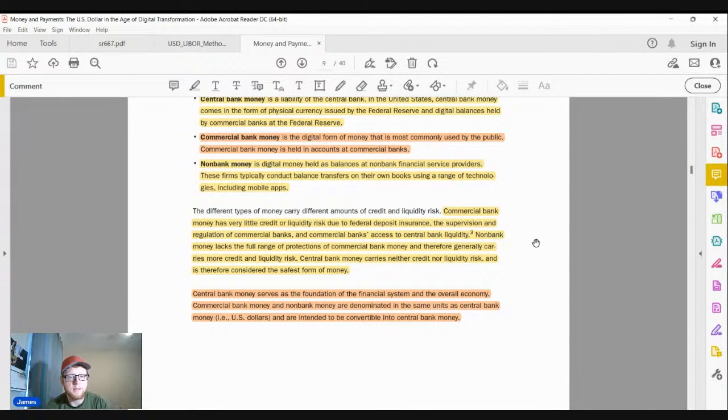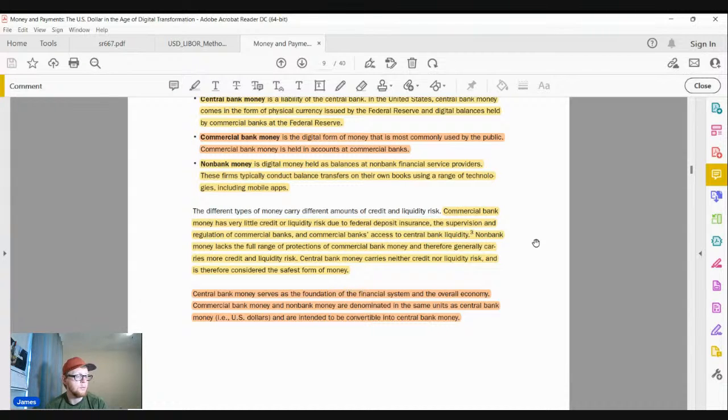But commercial bank money has very little credit or liquidity risk due to the FDIC, essentially, and supervision and regulation of commercial banks, and commercial banks' access to central bank liquidity. Non-bank money lacks the full range of protections of commercial bank money and therefore generally carries more credit and liquidity risk. Central bank money carries neither credit nor liquidity risks, and is therefore considered the safest form of money. And so this is one of their main distinguishing characteristics between the different types: the types of credit and liquidity risk.